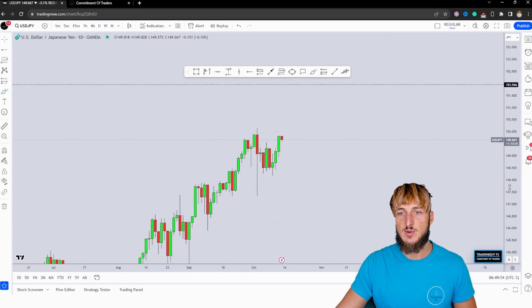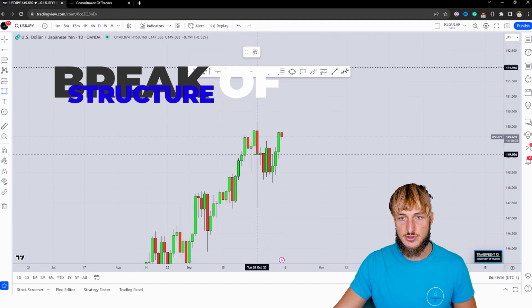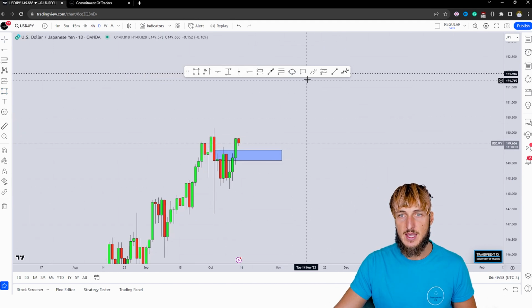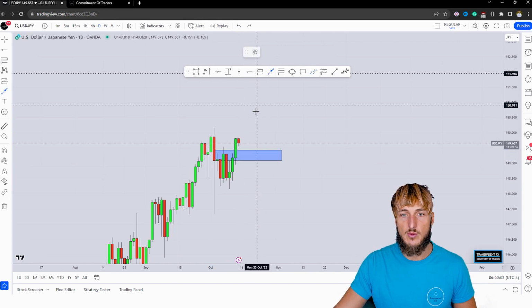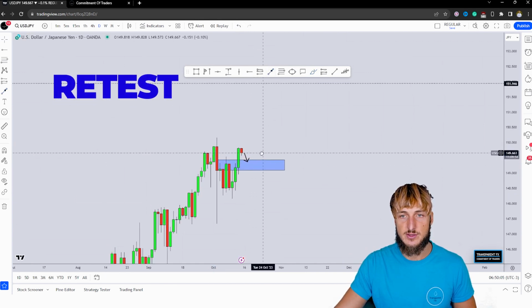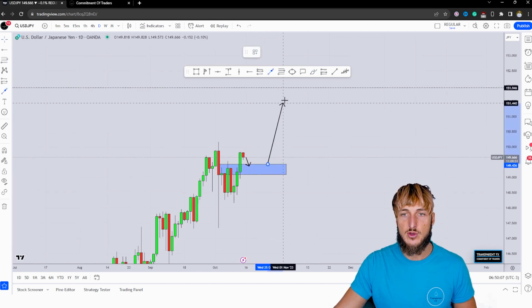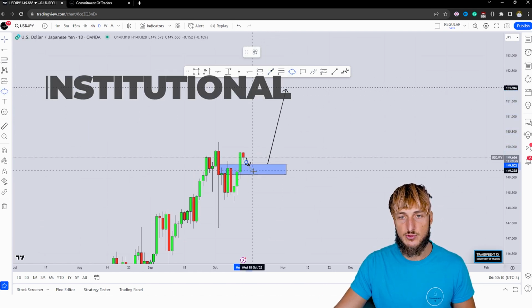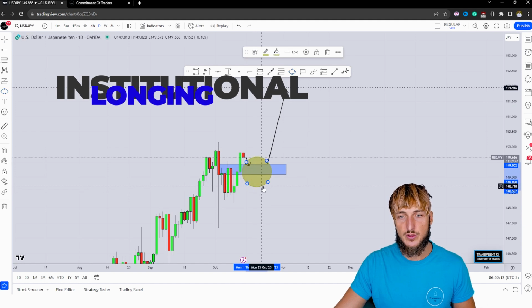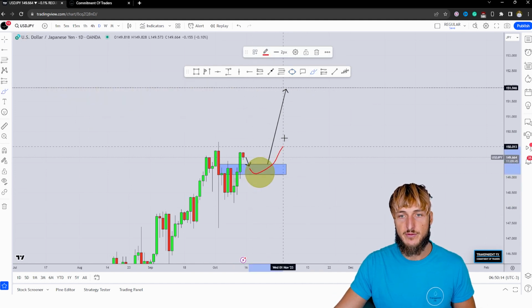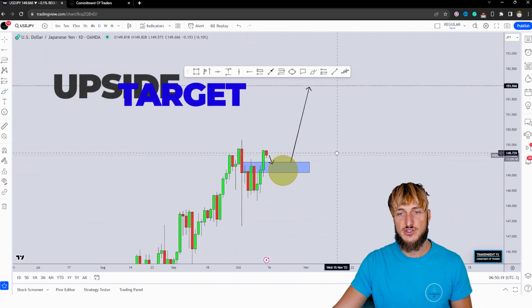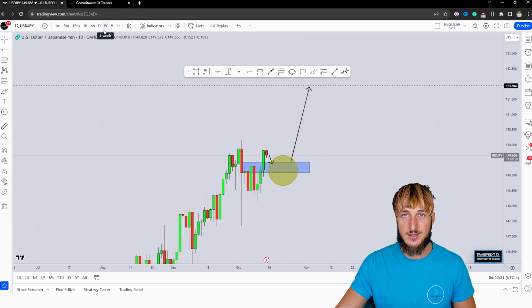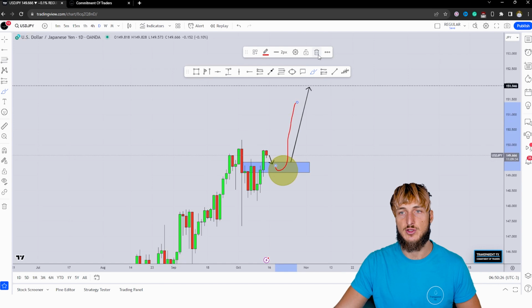This means that as we have now broken structure to the upside, and the structure that I'm speaking about here on the daily is this previous daily resistance turn support, if the market will now go and retest this previous resistance turn support, inside of here we have good probabilities of seeing more institutional longing, which at that point would further increase the probabilities of this potential rejection to the upside for the market to reach the upside target that we have previously identified on the monthly and weekly timeframes. So if the market will correct to this area, that is how we could be approaching this potential move higher.